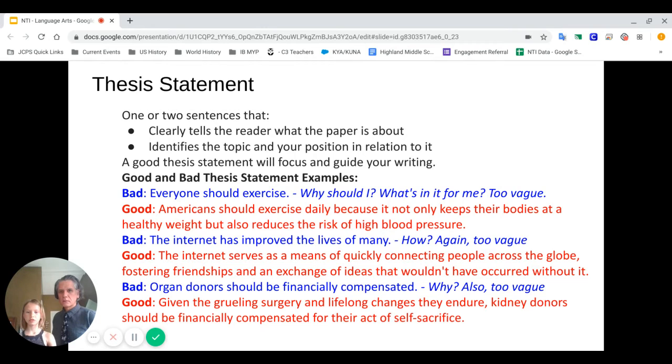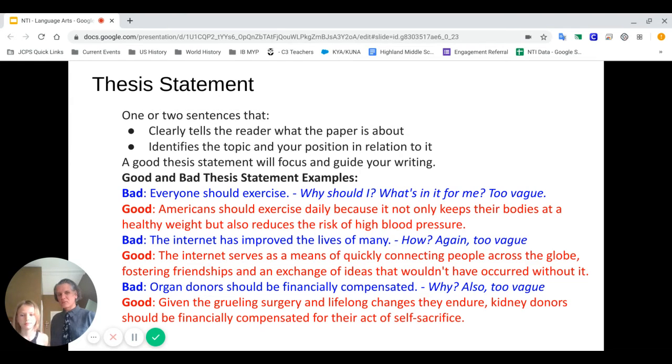Good: Given the grueling, that means it's hard, surgery and lifelong changes they endure, kidney donors should be financially compensated for the act of sacrifice. Nice job. So this is not yet. So impatient. This is being way more specific because it's talking about kidney donors and it's talking about the surgery and the lifelong changes and their self-sacrifice. So now you have focus and you have some clarity.